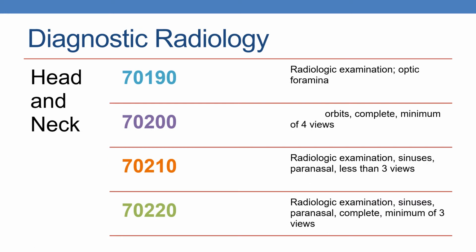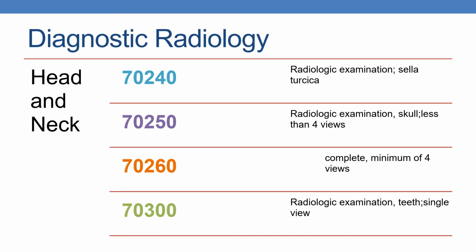The next CPT is 70190. It deals with radiological examination optic foramina. The next is 70200. It deals with radiological examination orbits complete, minimum of 4 views. The next is 70210. It deals with radiological examination sinuses paranasal, less than 3 views. The next is 70220. It deals with radiological examination sinuses paranasal complete, minimum of 3 views.